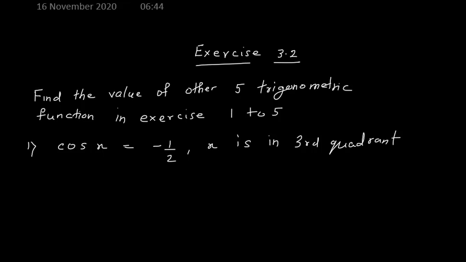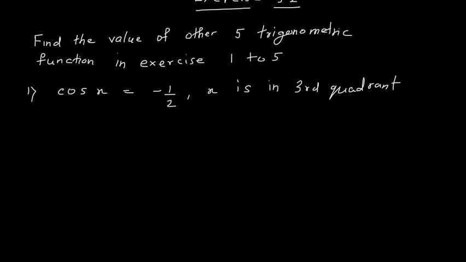Now here we will see exercise 3.2. In the last lecture we have seen trigonometric ratios using the unit circle method. Now here the first problem is: find the value of the other 5 trigonometric functions, for questions 1 to 5.